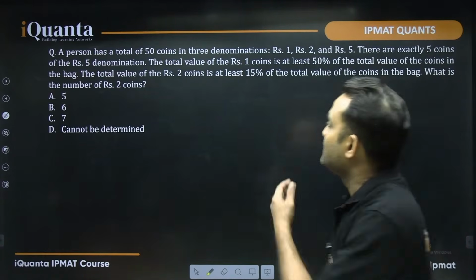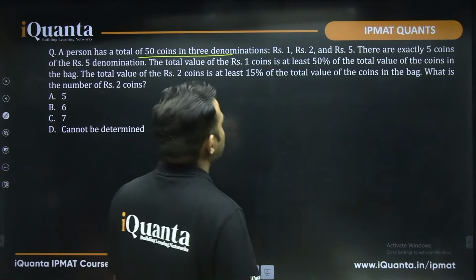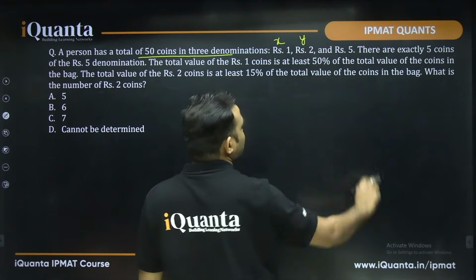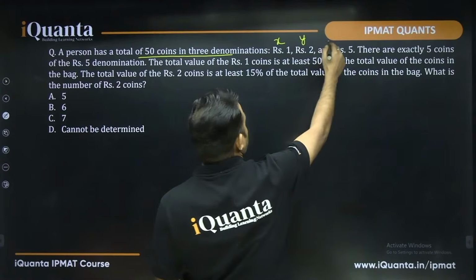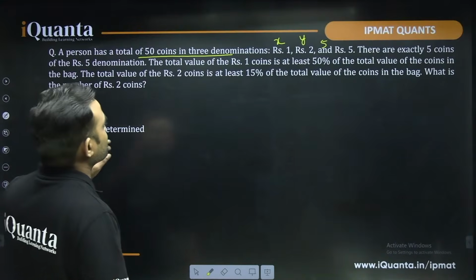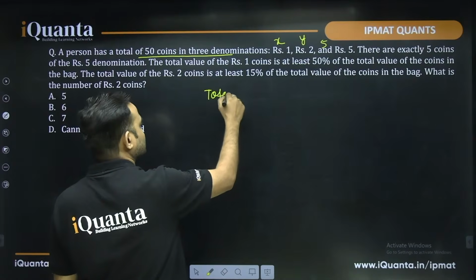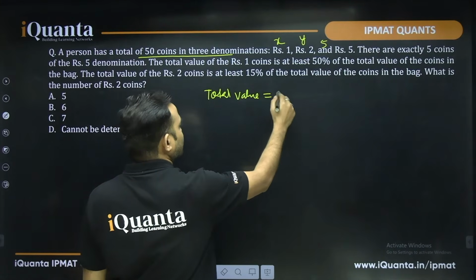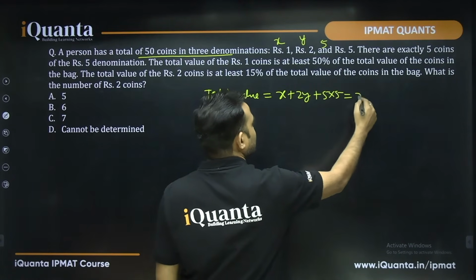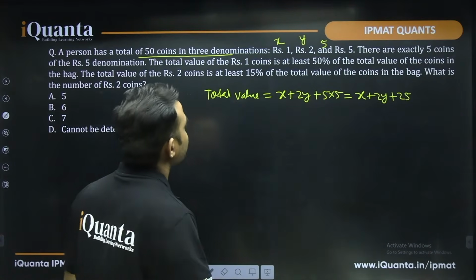Okay. A person has a total of 50 coins in three denominations, rupees 1, 2 and 5. Let's take the number of rupees 1 coins as X and the number of rupees 2 coins as Y. There are exactly 5 rupees 5 coins. The total value will be X plus 2Y plus 5 into 5, so X plus 2Y plus 25.